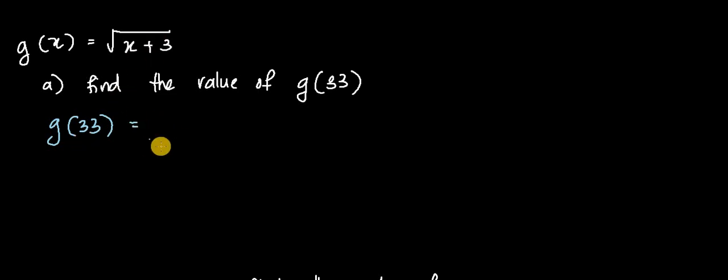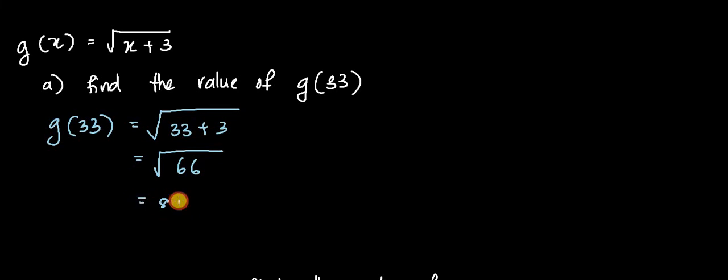So wherever there's x, I'm going to substitute the 33 inside. Which means here I get 33 plus 3, and here I would get square root 66. So square root of 66, you should get your answer to be 8.124. You can put your answer as 2 or 3 decimal places. This is the value of g33, as simple as that. Alright, so even though there's a square root, there's nothing to be concerned about.